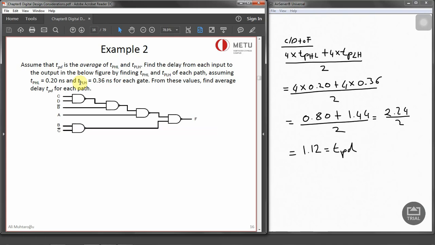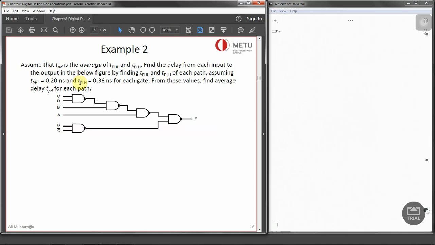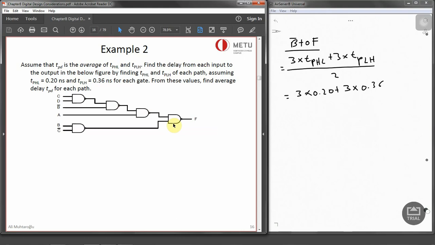Then we repeat the same thing for B prime to F. For B prime to F, we have 3 stages, so that means we will have 3 times TPHL plus 3 times TPLH divided by 2. So 3 times 0.20 plus 3 times 0.36, that's 0.60 plus 1.08 divided by 2.